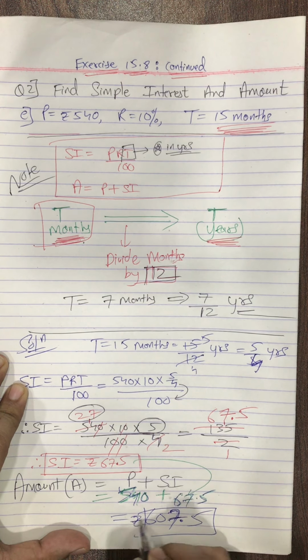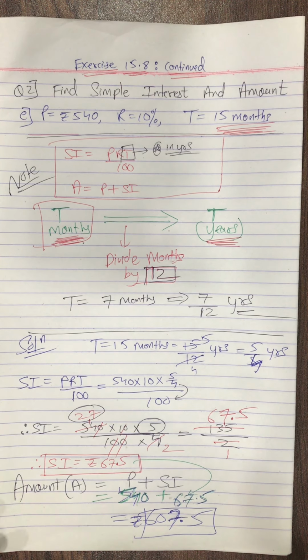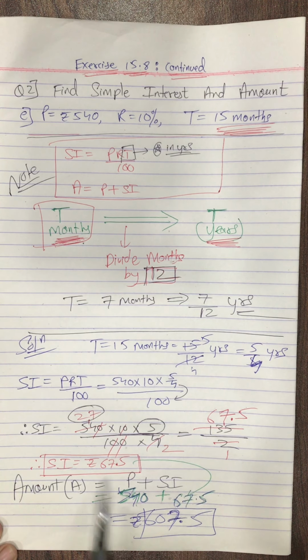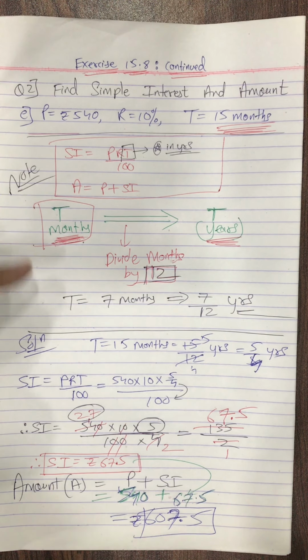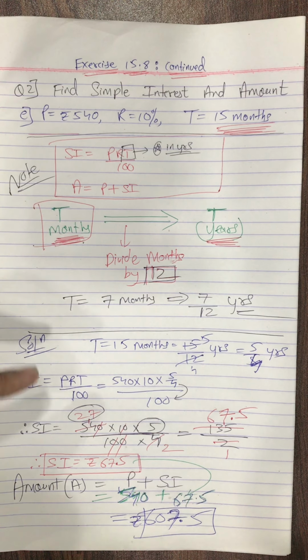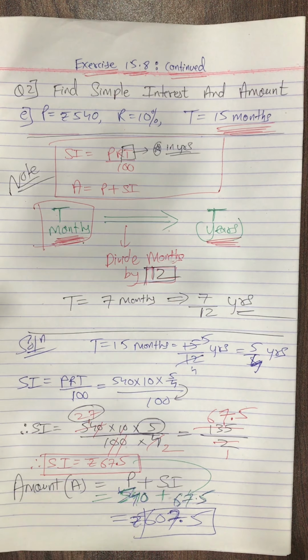Don't forget to put this rupee symbol. Okay, so we got our answers. Simple interest was 67.5 rupees and amount is 607.5 rupees. Please, students, pause the video. I want you all to copy this. This is a very important note. Then you continue and do whatever I have done.